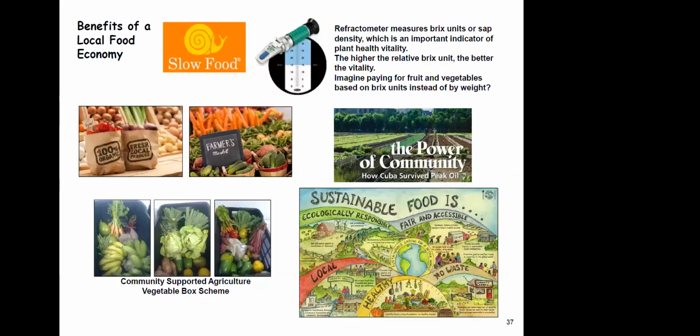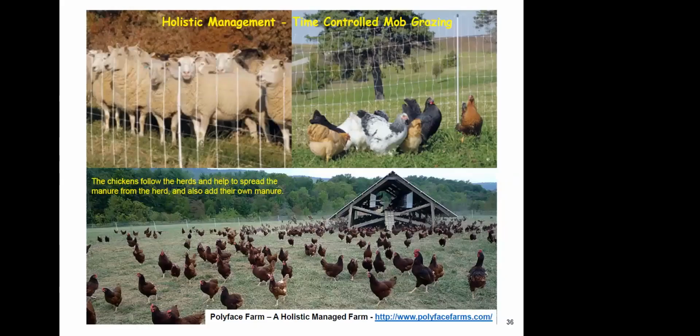Hi SEO, Polyface Farm is Joel Salatin. That's it, Joel Salatin. And Joel Salatin actually won Farmer of the Year award from Time magazine. So do have a look at his Polyface Farms. He's also on YouTube and TED Talks. He's a very inspirational speaker. Thanks, they call him the lunatic farmer. But look at what he's achieved.